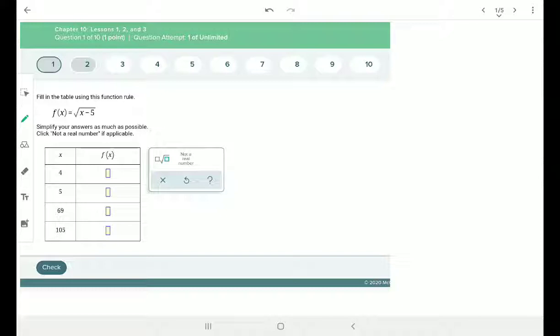So for example, on the first one we are plugging in 4 for x, so if I take the square root of 4 minus 5, well, 4 minus 5 is negative 1, and the square root of negative 1 is not a real number. So number 4 would be not real. When I plug in 5, the square root of 5 minus 5 is 0, so the square root of 0 is 0. And if I keep going and follow this, I will get my answers, and I can plug in the numbers that I have.